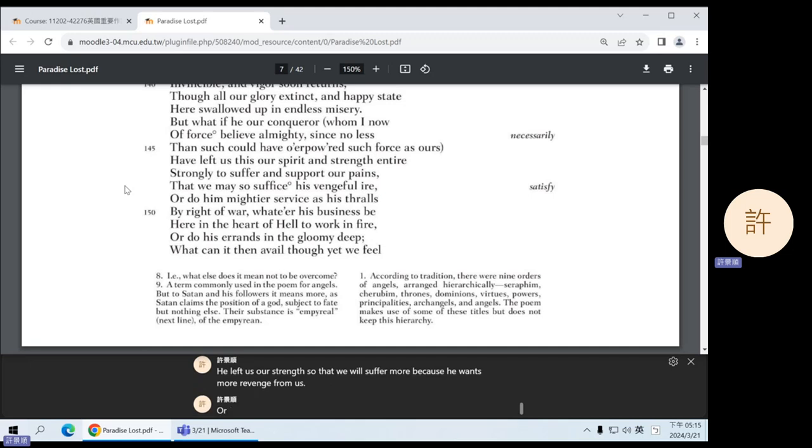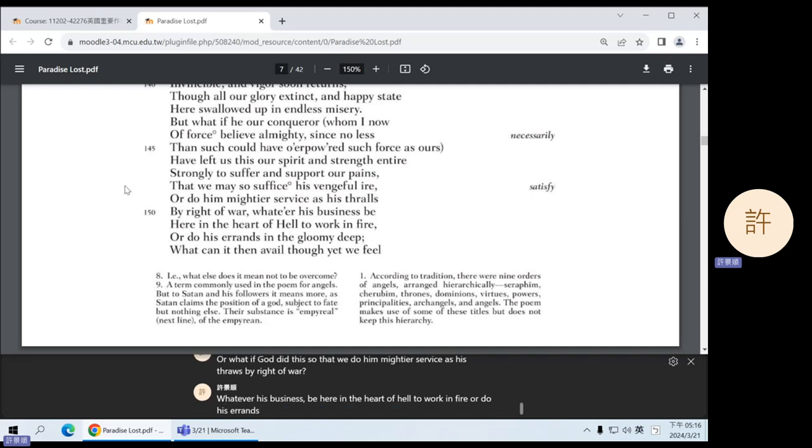Or do him mightier service as his thralls by right of war. So this is the second option, right? Line 143, he said, what if, right? What if God did this because he wants us to suffer more? Or what if God did this so that we do him mightier service as his thralls by right of war, whatever his business be here in the heart of hell to work in fire, or do his errands in the gloomy deep? This is option two.